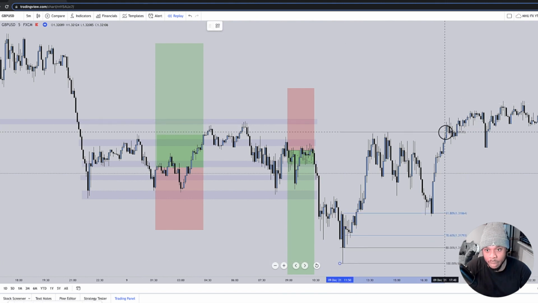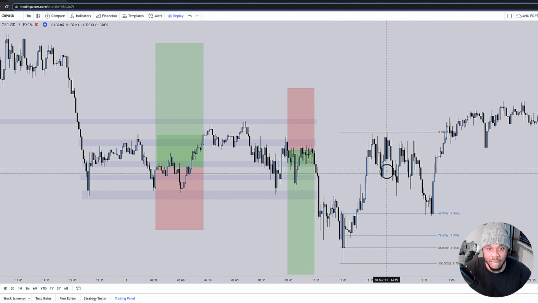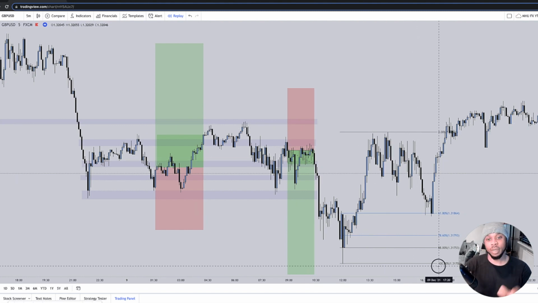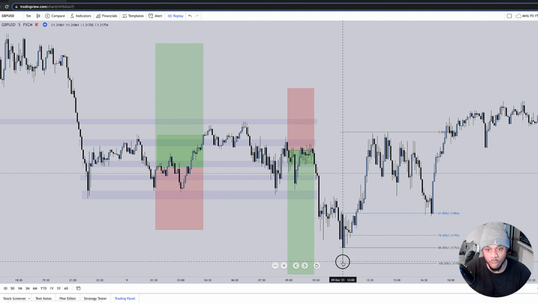Okay, I don't know, my computer's really slow right now. The low to the high. So they would have dragged their Fibonacci tool from the low to the high.